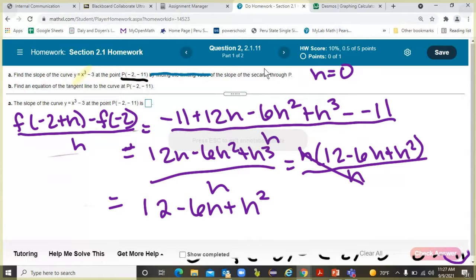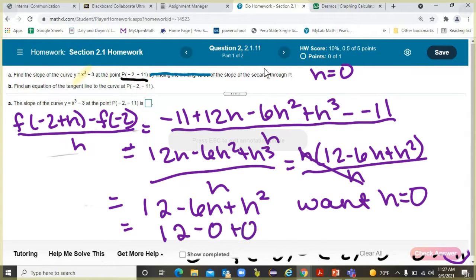And this is the slope of the line between any 2 points on the function, where h is the distance between the x values. Now again, we want h to be 0. We couldn't plug it in before, but we can now. So if we plug in a 0 for h, we're going to get a 12. So what we just found is m, this is the slope. Okay, so our slope is 12, and we can plug that in.